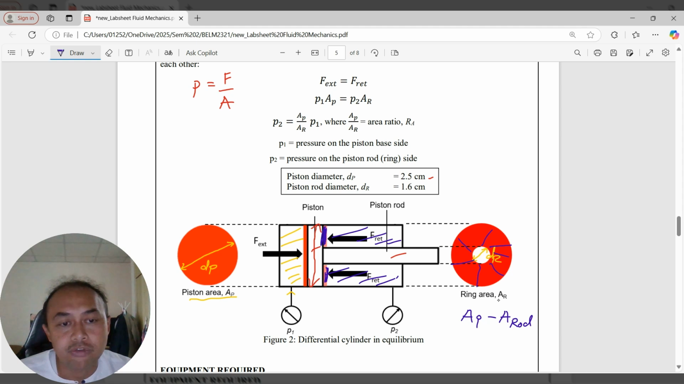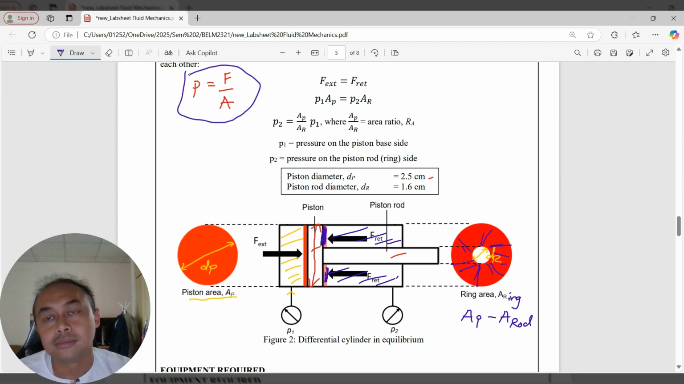Okay, by the way, don't get confused with this R. This R refers to ring, and there is another R here. So maybe it's better to just label in full words, A ring and A rod, so that you will not get confused. So the area corresponding to the other side is A ring, which is this area. So when we go back to this formula, we know that the area is different between this one and this one.